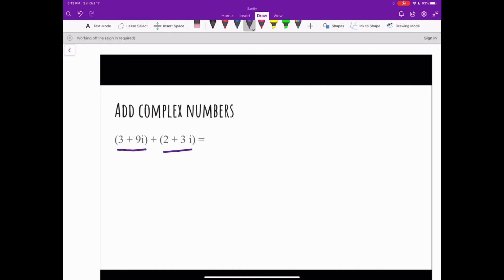all I would do was add the real parts together. So I'm going to say 3 plus 2, and I'm going to group it as well so we can see exactly these two distinct parts of the end complex number of this sum. And I'm also going to add the imaginary parts together as well. So it's going to be (9 plus 3)i. Again, the imaginary part has to have the imaginary number with it.